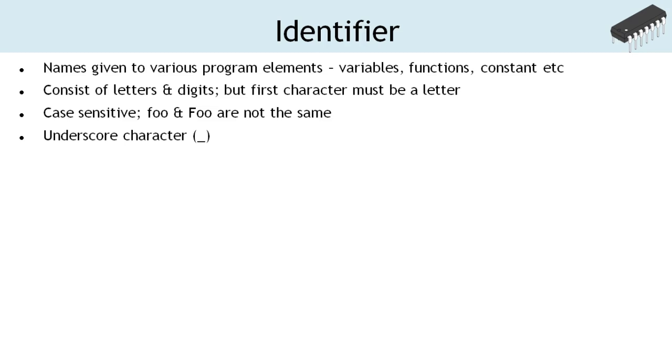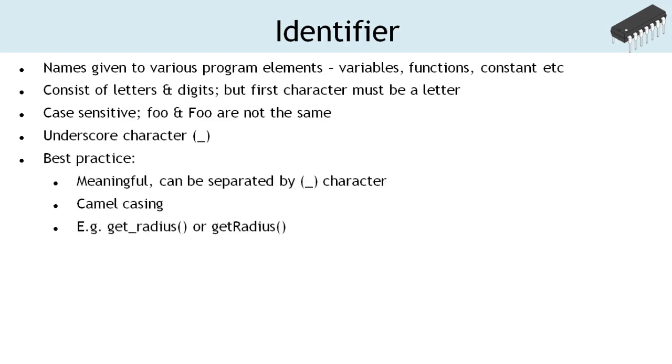But the convention is to use lowercase letters in variable and function names, and uppercase is used for constant identifiers. Identifiers are case sensitive, that is, foo in all lowercase is not the same as foo with an F in uppercase.